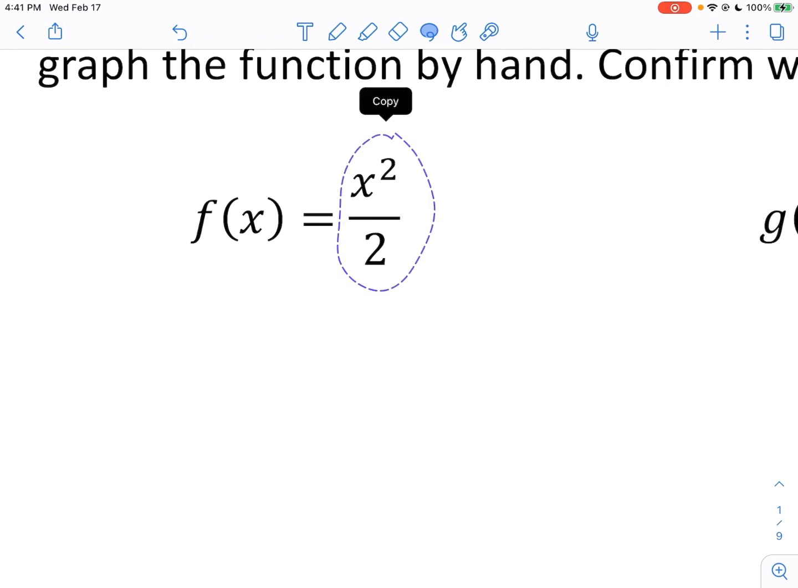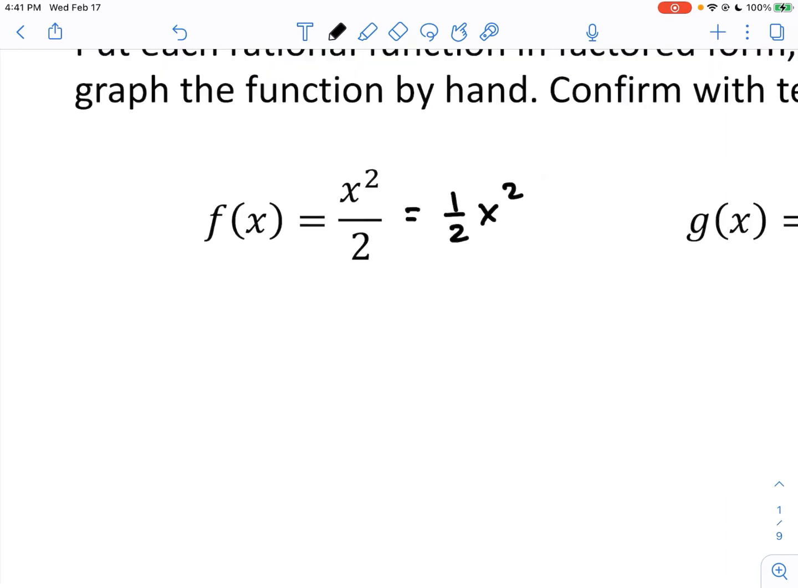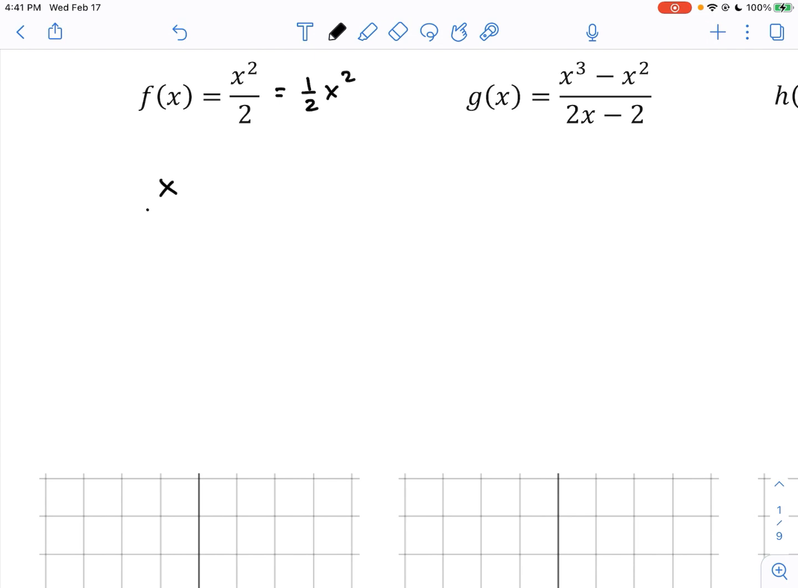So this technically is a polynomial as well as being a rational function. It can be thought of as simply 1/2 of x squared, which I see as a transformation of our parent function. If you were to make a small table of points, plug in 0, you get 0. Plug in 1, you get 1/2. Plug in 2, you get 2 squared, which is 4, and then half of that, so you get 2. Plug in -1, you'll also get positive 1/2. And plug in -2, you also get positive 2.